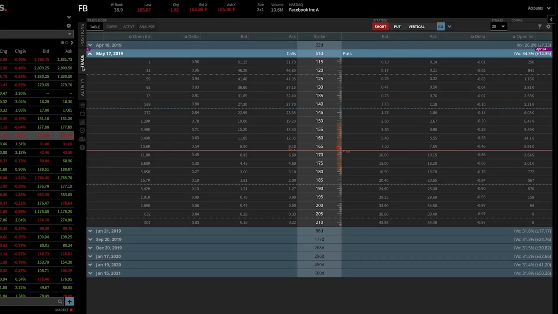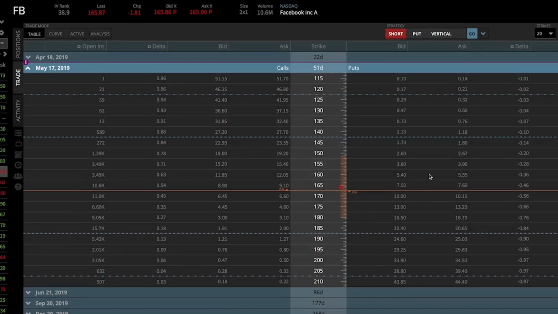So if I go back to the trade page and I have the 51-day options opened up, if we go to the 160 strike price and look at the put option, we can see that the 160 put option expiring in 51 days is currently being valued at $5.50, let's call it. If I wanted to sell this put option, I would just click on the bid price, because that is the highest price someone is willing to pay for that option. Me being a seller, I want to sell this option for as much as possible, so I am going to click on the bid price.